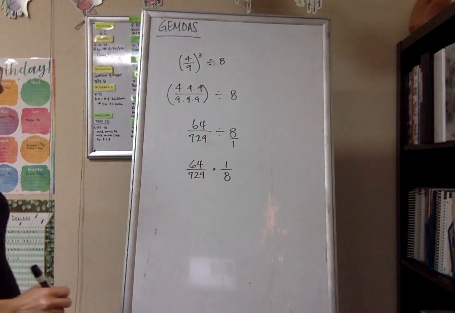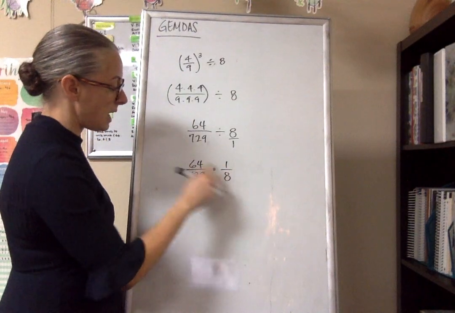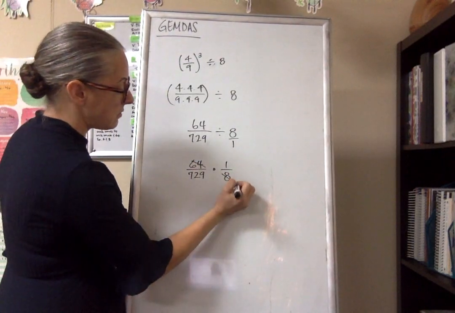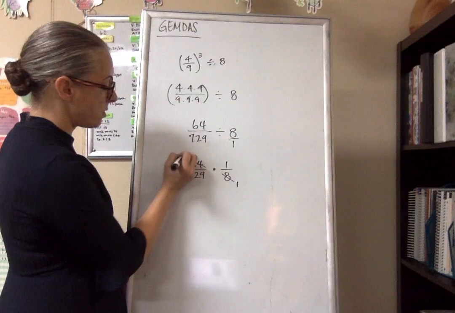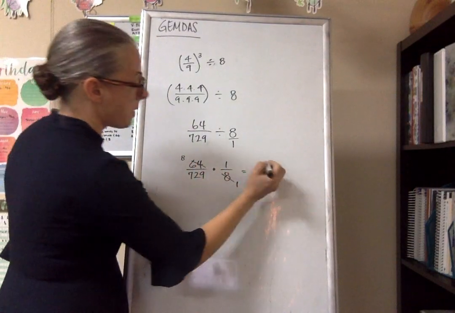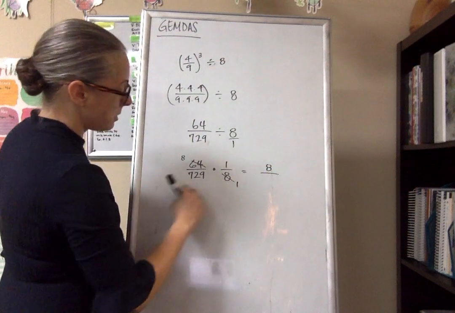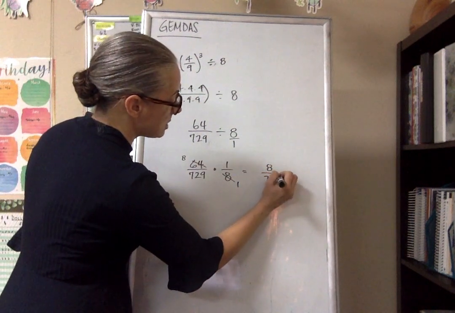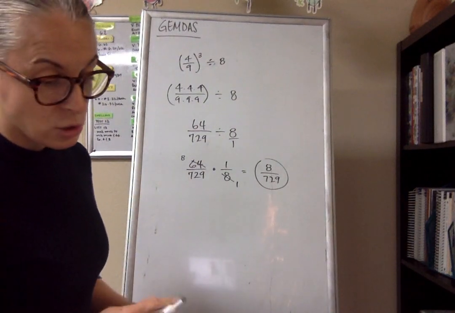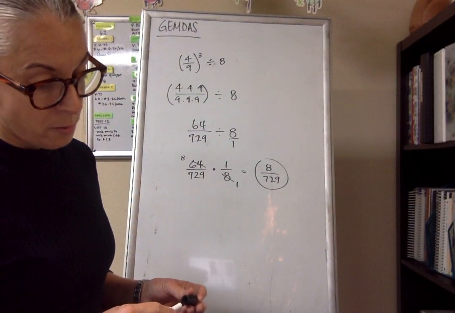Now I'm looking for opportunities to cancel, and I see that 8 and 64 share 8 as a common factor. 8 divided by 8 is 1. 64 divided by 8 is 8. And now I'm ready to multiply my numerators, multiply my denominators, and I get 8 over 729 for my final answer.